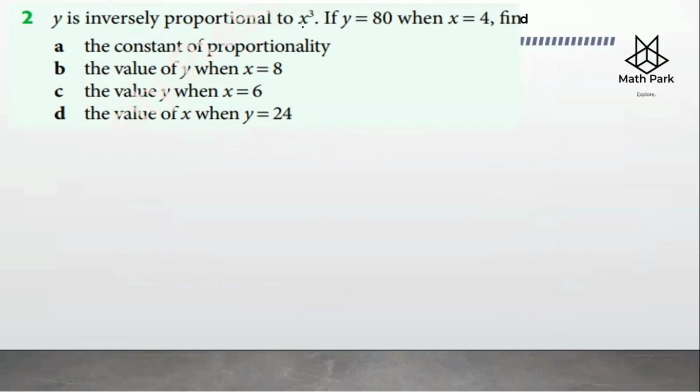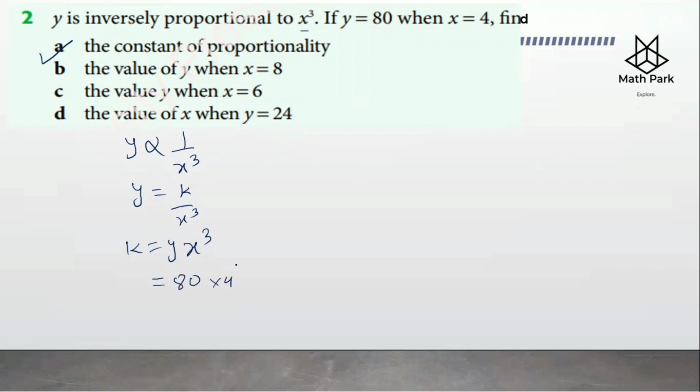Y is inversely proportional to X cube. If Y is equal to 80, then X is equal to 4. Find the constant of proportion, that is K. So we have Y is inversely proportional to X cube. In the form of an equation, we write Y is equal to K upon X cube. We are asked to find the constant of proportionality, which is K. So we have K is equal to Y times X cube. So put the values: Y is 80 and X is 4.